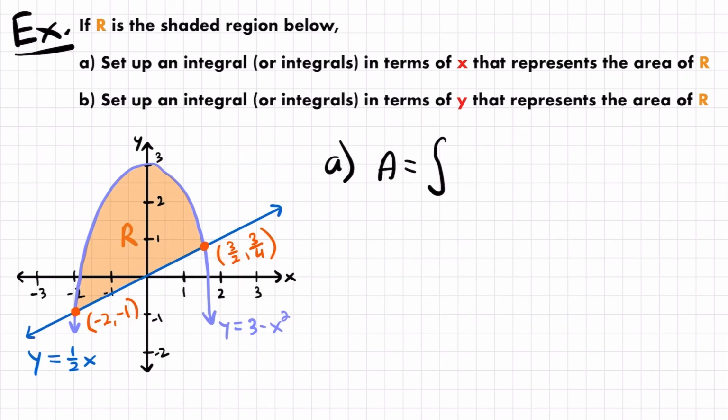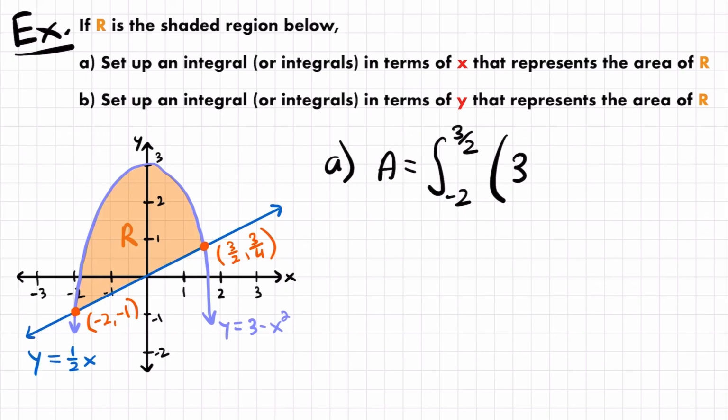So our lower bound is -2, and our upper bound is 3/2. All right, and so now let's determine what our top function is and our bottom function, because we're going to have the top function minus the bottom function in our integral here. And so the top function, if we're going from the top down, is this parabola, right? For this whole region, this parabola is the top of the region. And so y equals 3 minus x squared is our top function.